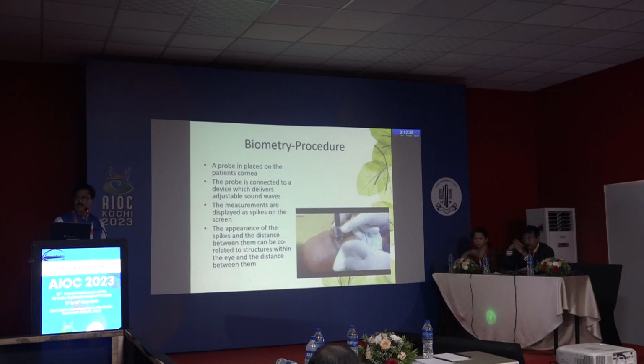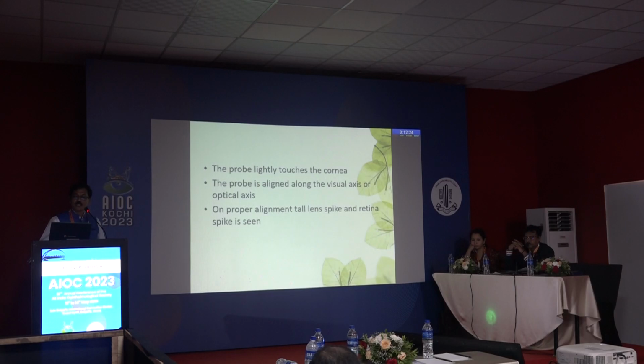After that, the procedure is over. You just remove it gently and put a drop of antibiotic. So that is the end of the procedure. Important things: if you are doing contact, your probe should touch very gently on the cornea. The alignment of the probe is important. It should be along the optical axis, or ideally along the visual axis. That is possible when you are doing immersion, where you can ask the patient to look at the fixation light.